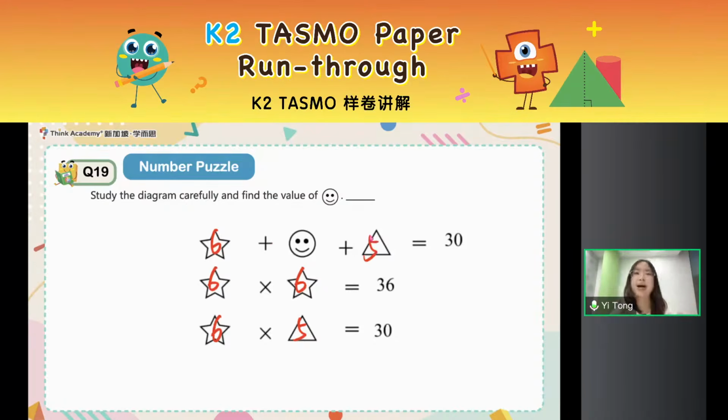Now, 6 plus 5 is 11. What's the value of the smiley face? Yes, I see the answer already. Very good. It's 19. All right. You can write it down here as well. 19 in the blank. Well done, everyone. So we solved the puzzle. And are you ready for the last challenge?